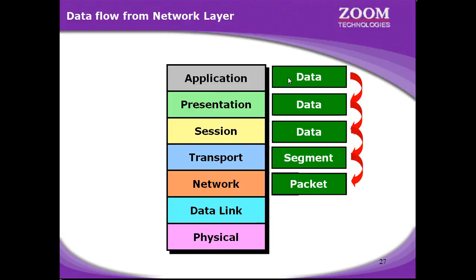In the network layer, you can see that data is present in a packet format. The example of the network layer is the router.